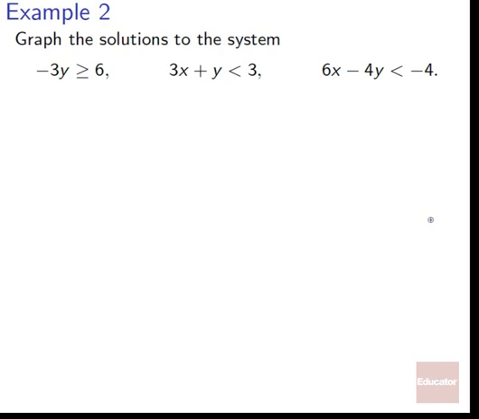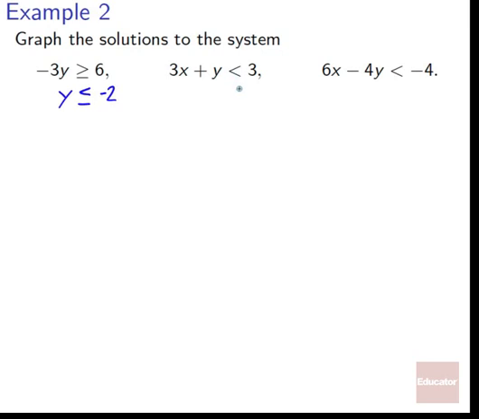Second example, graph the solutions to the system below. So first thing we want to do, we probably want to convert this into a form where we can easily graph these. So y, divide by negative 3. Since we're dividing by a negative number, the sign flips. We've got y is less than or equal to negative 2.